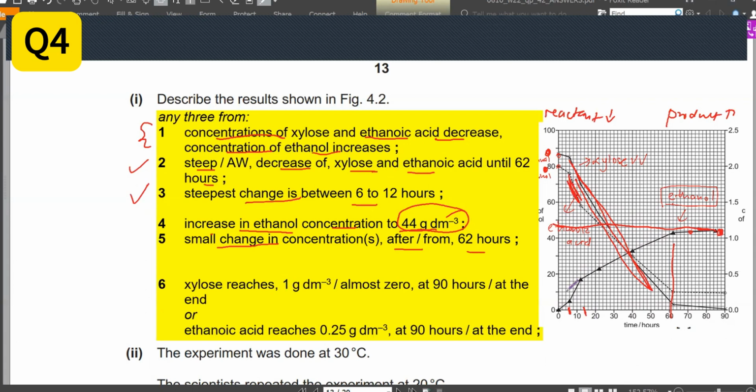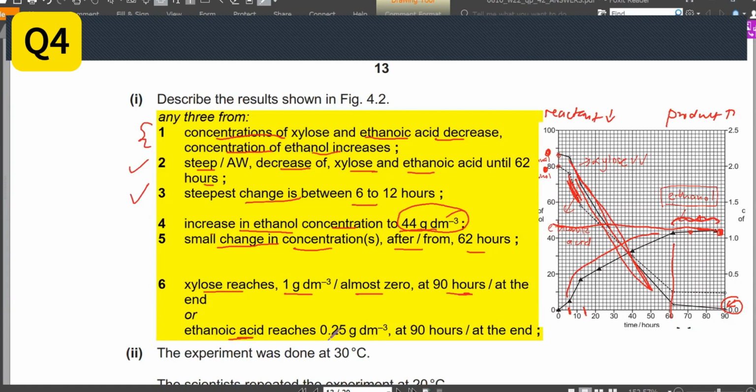At first the reaction is quite fast, and then it slows down, and basically it has almost stopped at this point here. So small change in concentration. Xylose reaches 1 gram per dm cubed. It decreased until it's close to 0, so it means we almost use up all of the xylose. It's good, we use up all of the reactants at 90 hours.